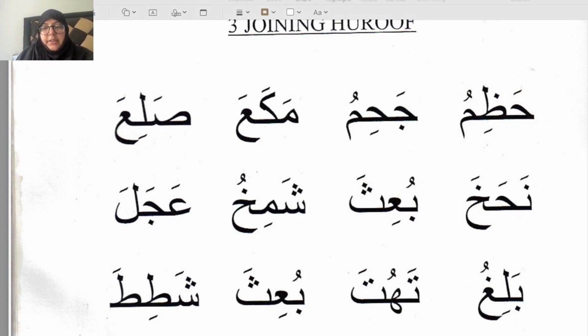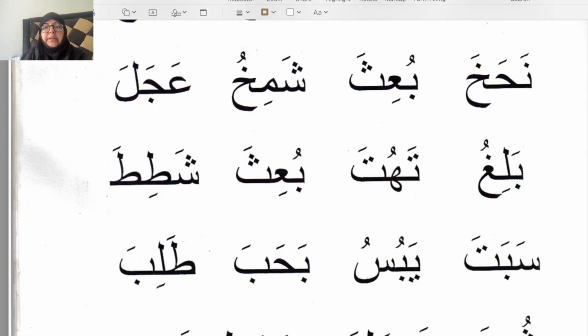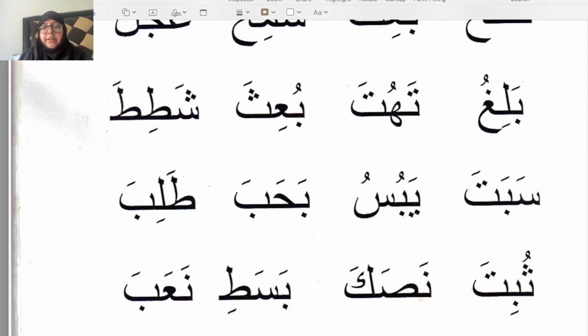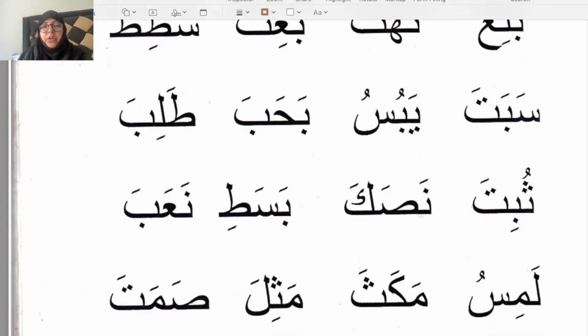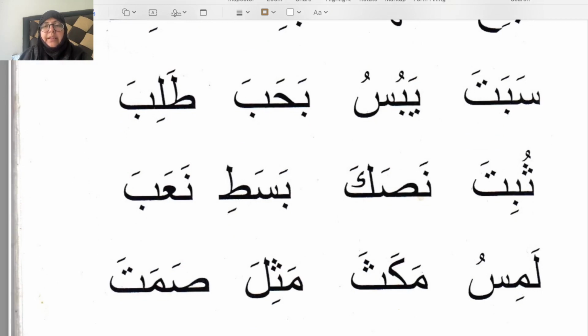So we were here at Shamekhu. The next one is ajala, ajala. Balighu, balighu. Tahuta, tahuta. Bu'itha, bu'itha. Shatwita, shatwita. Sabata, sabata. Yabusu, yabusu. Bahaba, bahaba. Twaliba, twaliba. Thubita, thubita. Naswaka, naswaka. Basatwi, basatwi. Naqaba, naqaba.